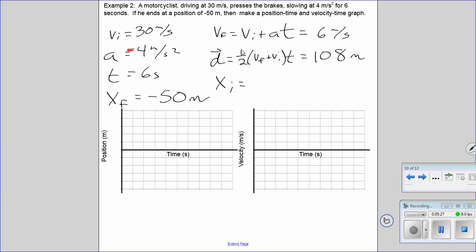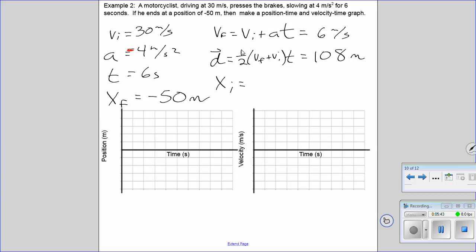Oh, this is ugly. Say that again? How are we doing position of the velocity? Look at that. I'm not even graphing it. I'm just trying to find the missing stuff.